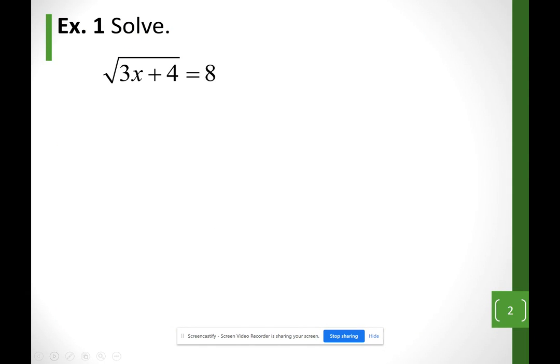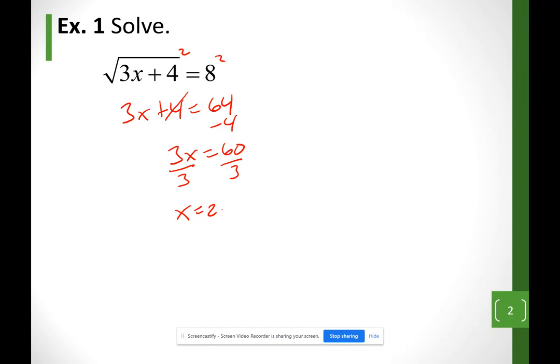To begin with, I'm just going to get rid of the square root. And the way I'm going to get rid of a square root is by squaring both sides. A square root and a squared exponent cancel each other out. So I'm going to get that 3x plus 4 is equal to 64. Now I'm just going to solve for x the way I know how to solve for x. Let me subtract the 4. So I get that 3x is equal to 60. Let me divide by 3. X is equal to 20.